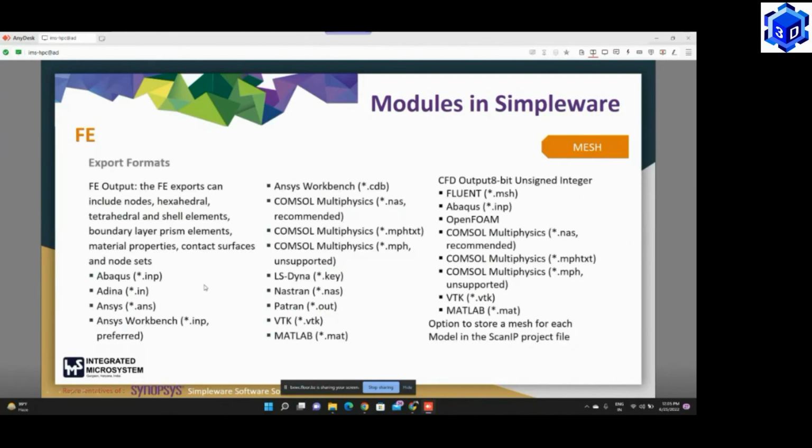These are the export formats. If you want to simulate your model further in some other software like SolidWorks or any other software, you have these software-specific exports for Abaqus, ANSYS, COMSOL, and also for MATLAB. So all these export formats, specifically for meshes, are also there in the ScanIP module.